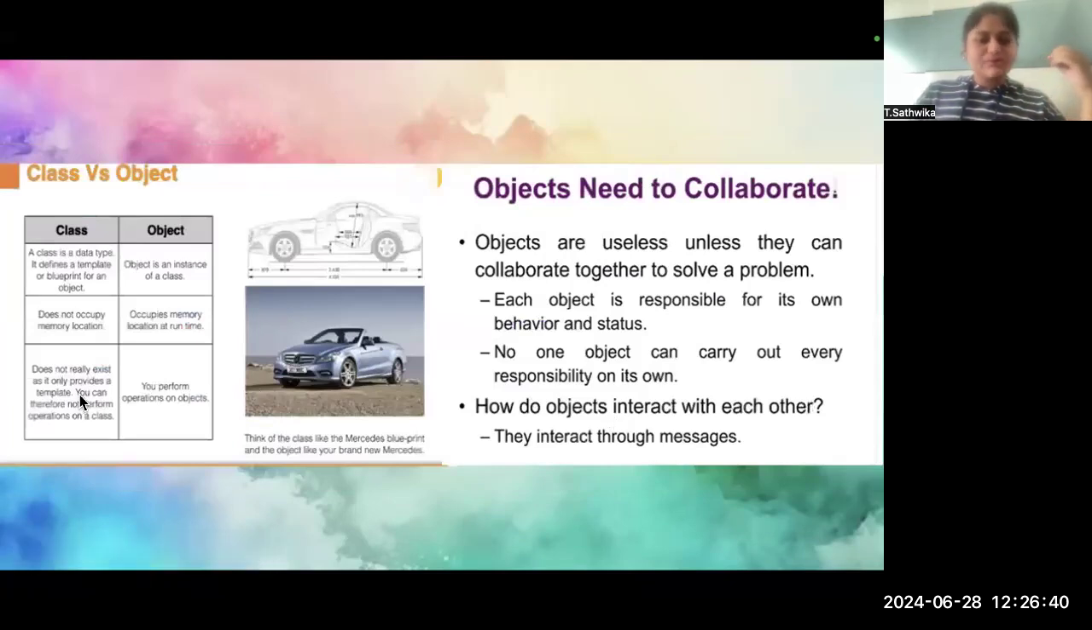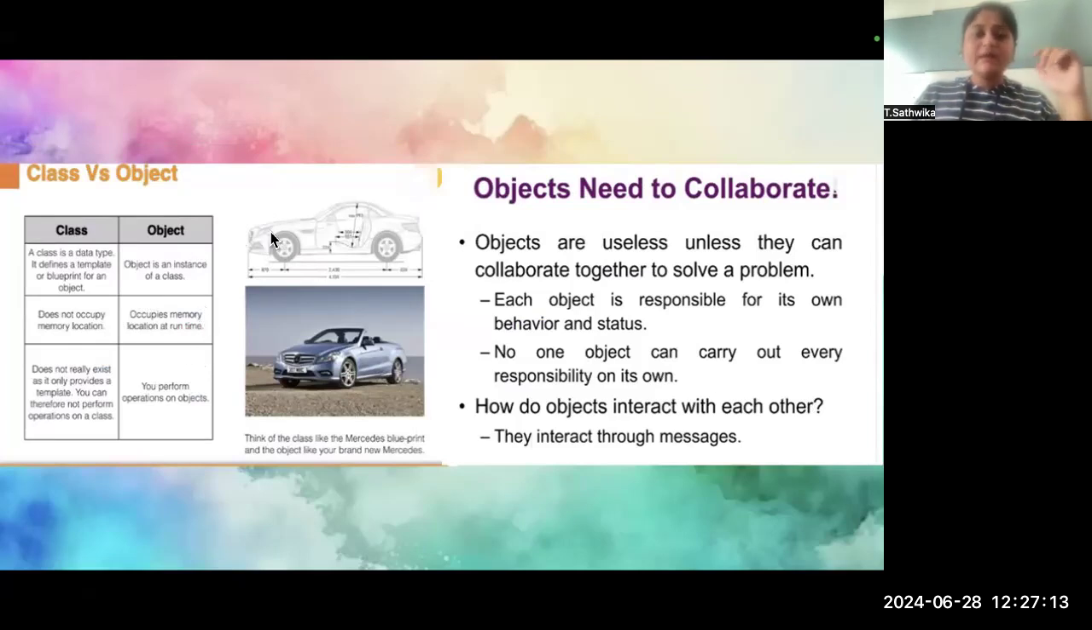A class does not really exist, as it only provides a template, and we can therefore not perform operations on a class. Whereas an object, you can perform operations on. A class is a data type. It defines a template or blueprint of an object, as we have seen earlier. An object is an instance of a class, where the class doesn't occupy any memory location, and the object occupies a location at runtime.